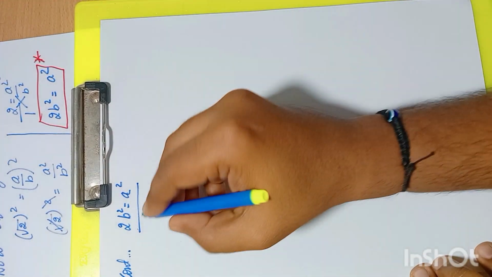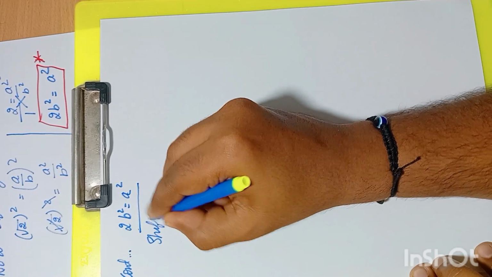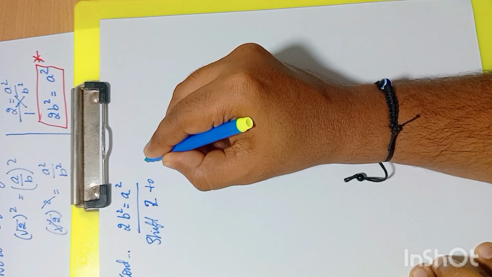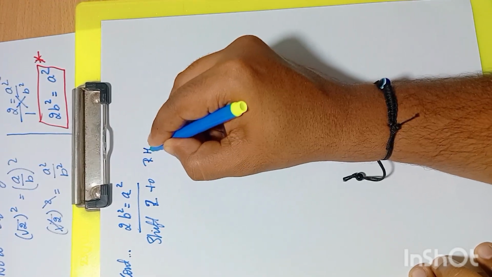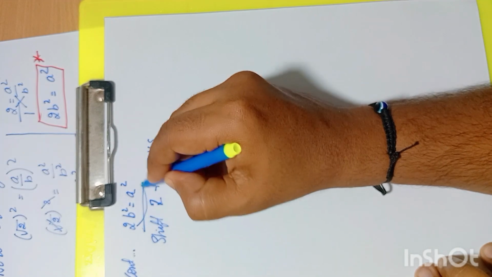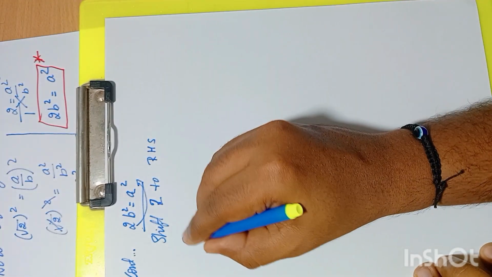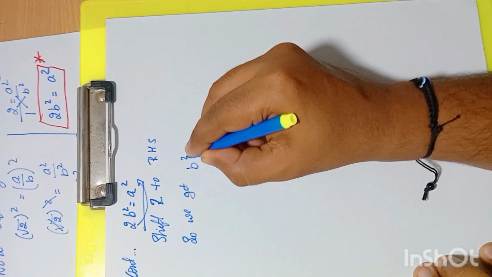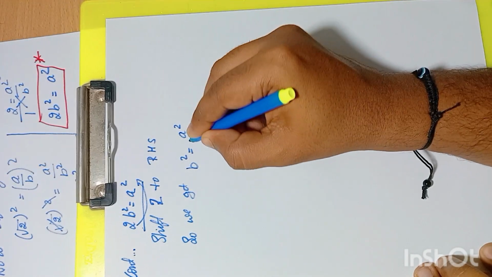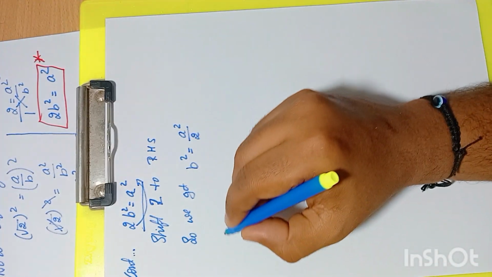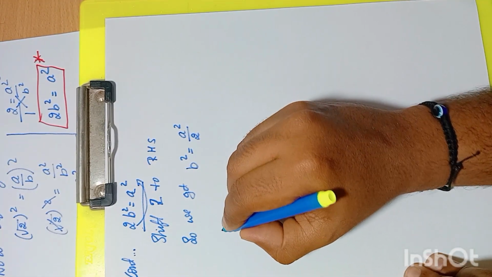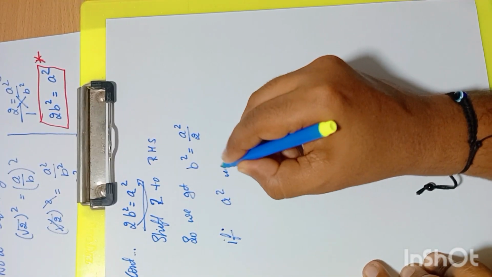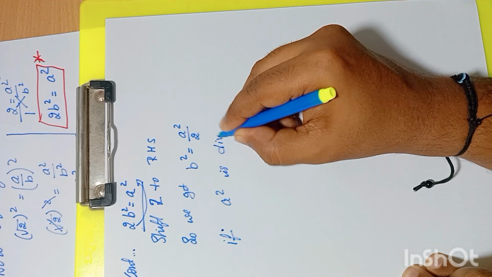Shift the 2 to the right hand side. I am showing the arrow mark, 2 to the right hand side. So what is remaining there? b square will remain. b square is equal to a square divided by 2. This is also one of the equations, an important equation.